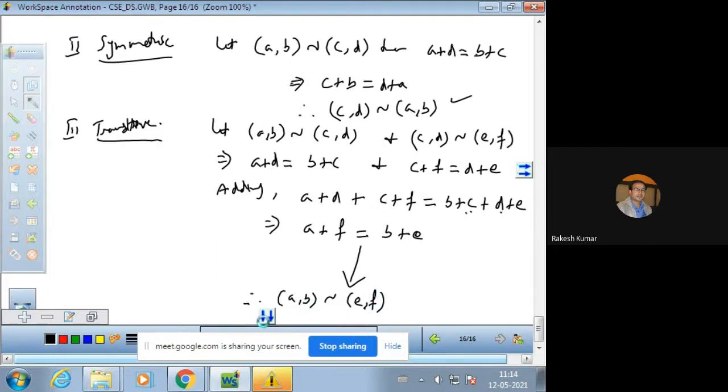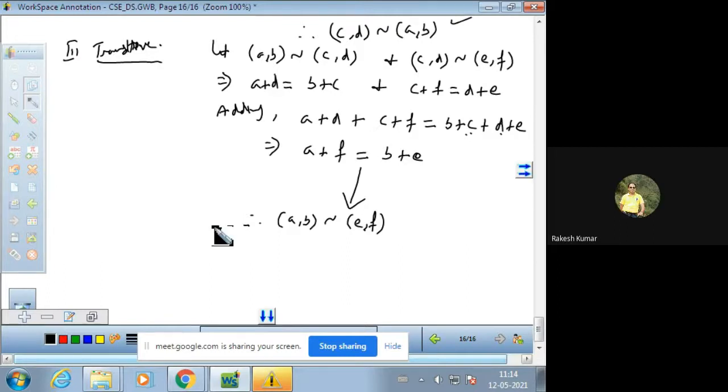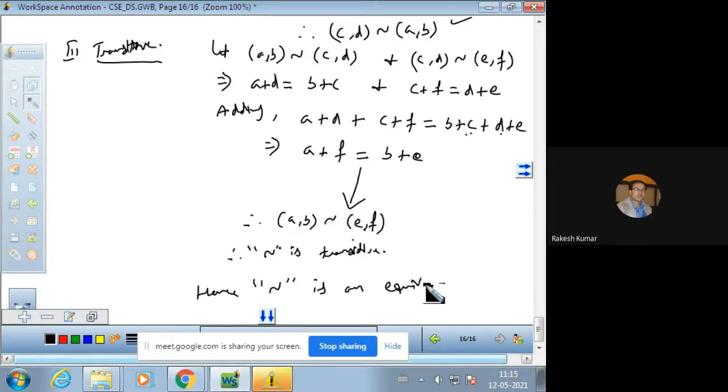So it gives that the relation is transitive. So already it is reflexive and symmetric, hence it is an equivalence relation. So the relation is an equivalence relation.